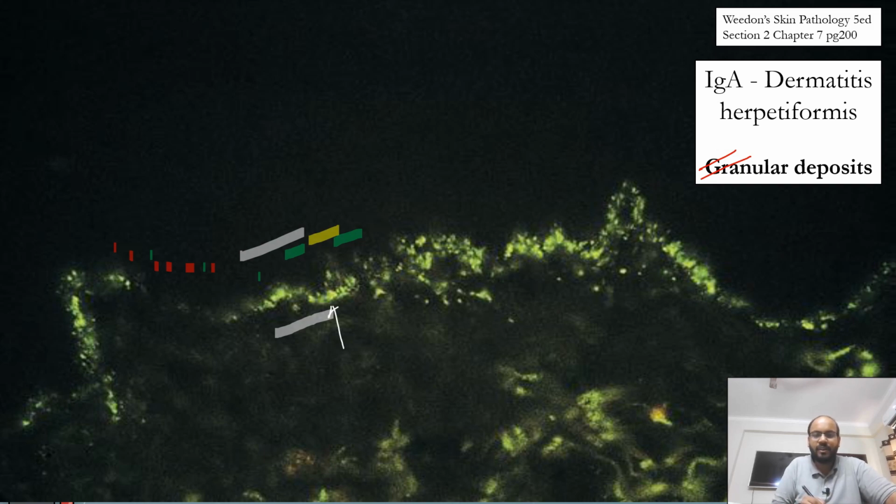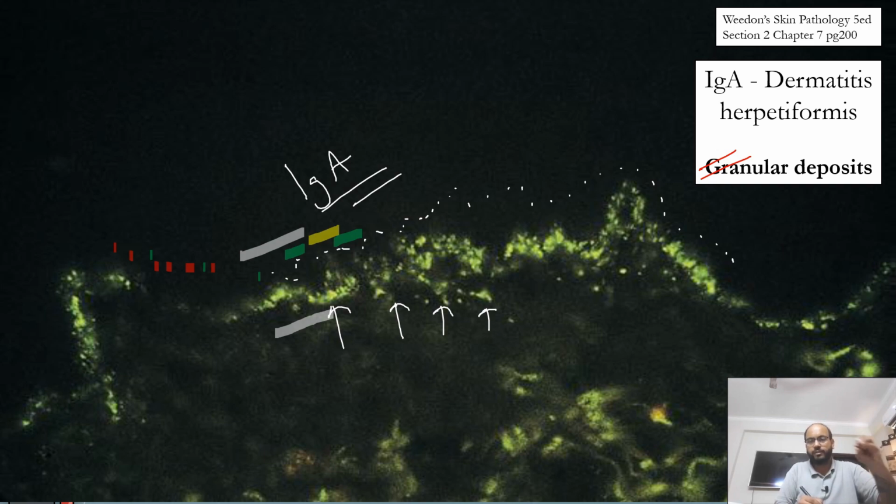Yeah. So you can see these granular deposits, like dot, dot, dot. These are the antigen antibody complexes. They are majorly of IgA type. So granular deposits of IgA are seen in direct immunofluorescence of dermatitis herpetiformis. We are clear?